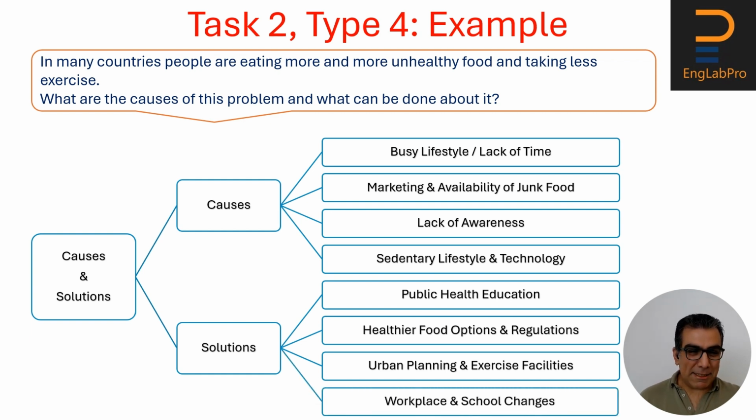And the last solution that I can recommend, for example, is workplace and school changes. For example, companies or schools can offer healthier meals and schedule time for physical activity. These are some of the ideas that could be used in order to write about this topic.